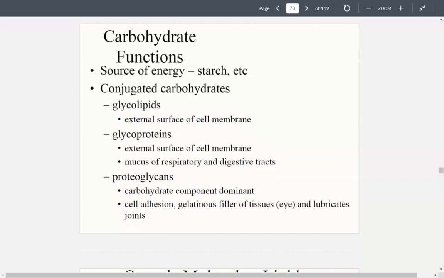If we have a proteoglycan, this is going to be primarily carbohydrate dominant, but it will also have some protein, and this is what's going to allow for cells to stick together, cellular adhesion. It's also going to be your jelly filler of tissues, so the jelly-like fluid of your eyes or the lubrication in your joints. That is a carbohydrate protein compound.